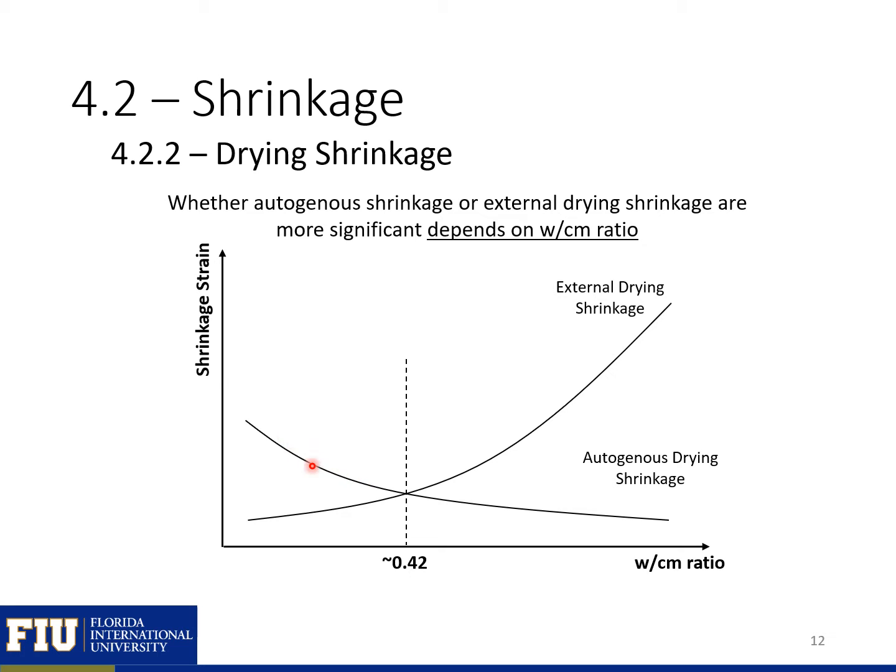After we get above around a water cement ratio of 0.42, we're going to have external drying shrinkage become the primary factor compared to autogenous shrinkage. And this is because higher water cement ratios are more porous, which means it's easier for water to leave to the environment, and there's less cement to hydrate, or more water to hydrate that little cement. So this will decrease our autogenous drying shrinkage.